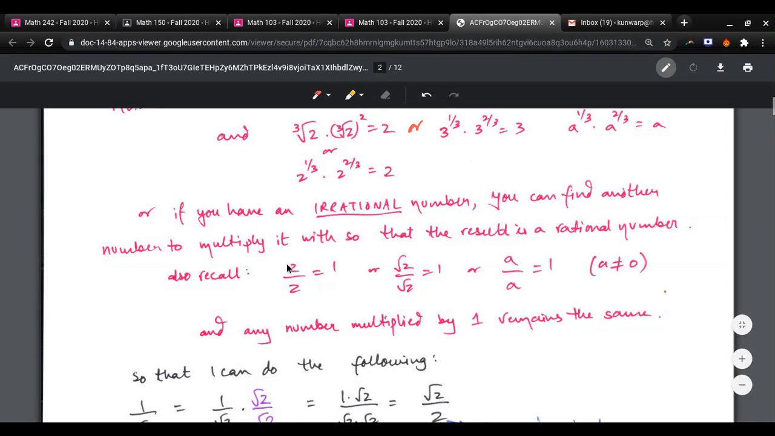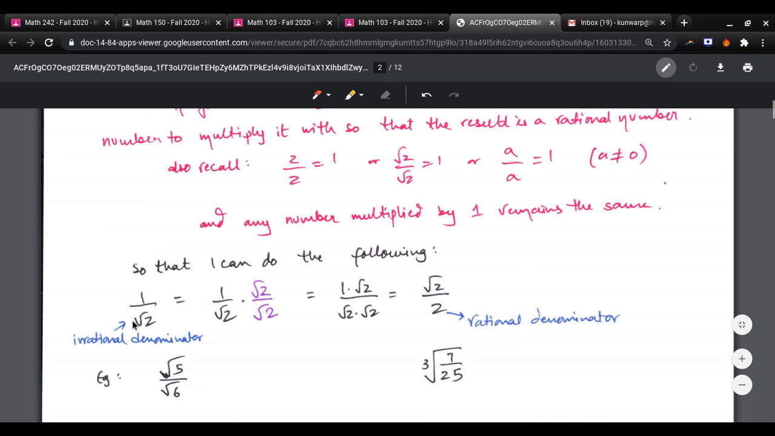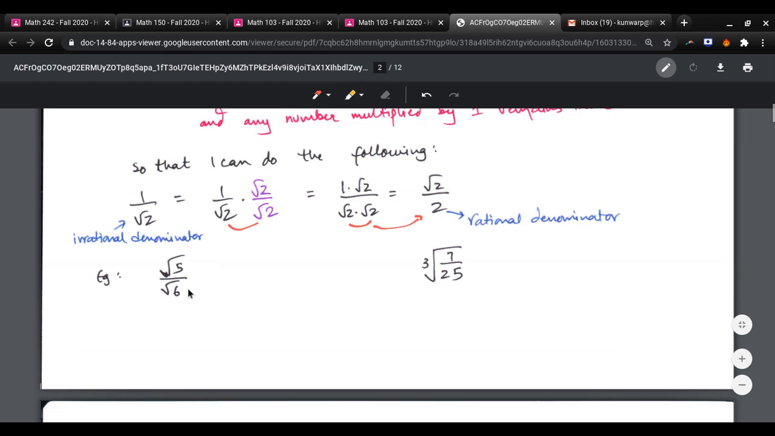And then the second motivation is 2 over 2 is 1, or a over a is 1 for a not equal to 0. Any number multiplied by 1 remains the same. So that I can do the following. If I have 1 over square root of 2, which is an irrational denominator, I multiply it by square root of 2 over square root of 2. The motivation being that I can do this because that's just 1. And the reason I'm doing this is because then square root of 2 times square root of 2 gives me a rational number, which is 2. Let's look at some more examples.